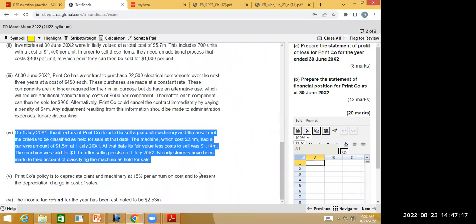Now, please attempt note number 4. Yes. First, we need to calculate the profit before tax, and then we add back the tax income.